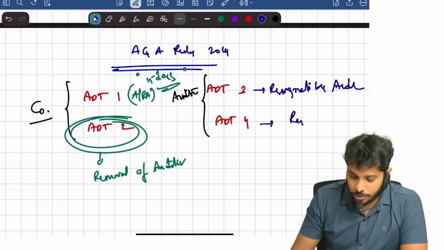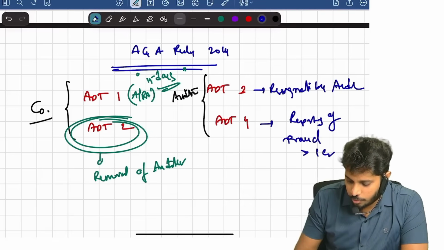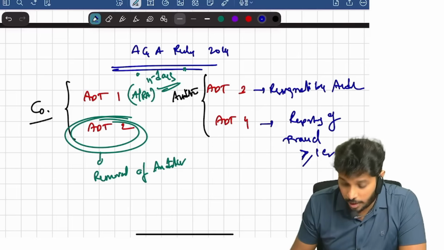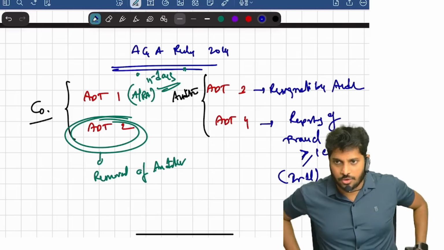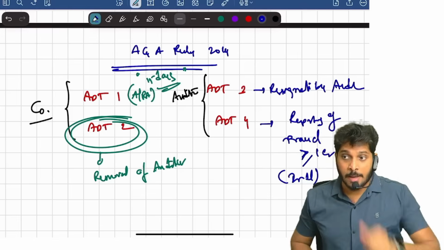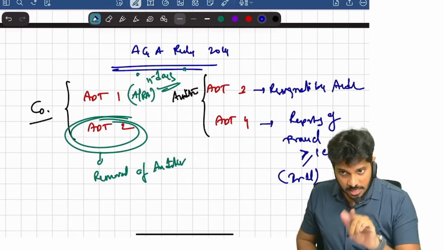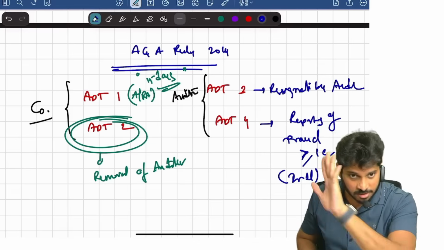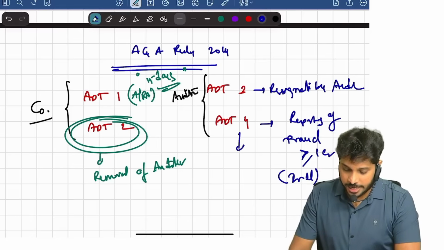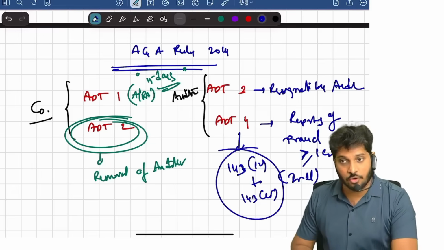ADT4, reporting of fraud. For more than or equal to 1 crore, individual fraud. Individually, if a fraud is more than or equal to 1 crore, ADT4 form has to be filed. By whom? Whichever auditor discovered it. If the statutory auditor discovered it, he will file it. If the cost auditor discovered it, he will file it. If the secretarial auditor discovered it, he will file it. Are you getting it? So ADT4: Section 143 sub-section 12 to 143 sub-section 15. These sections are dealing with ADT4 only.